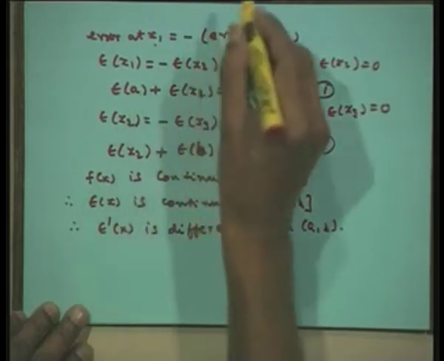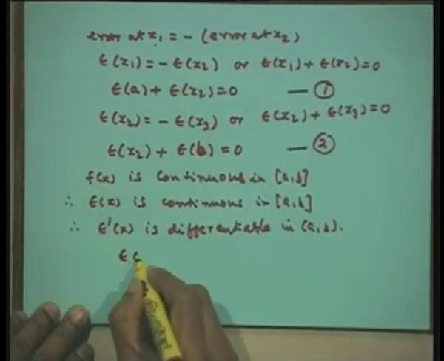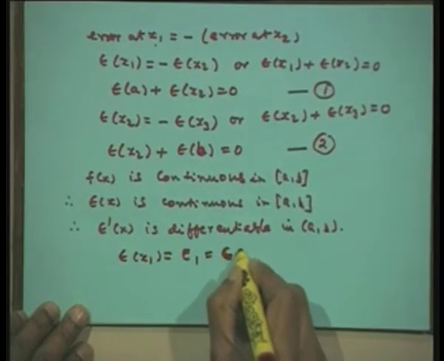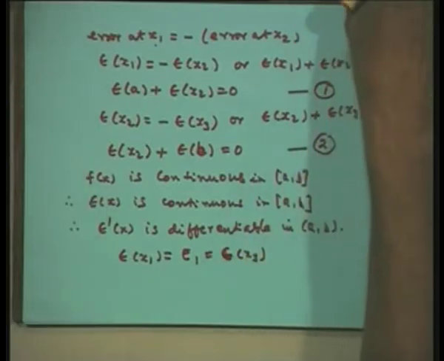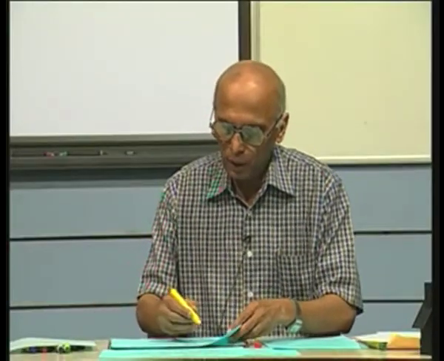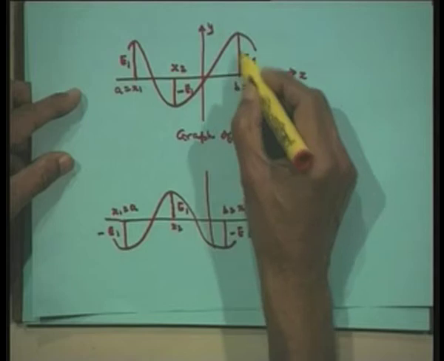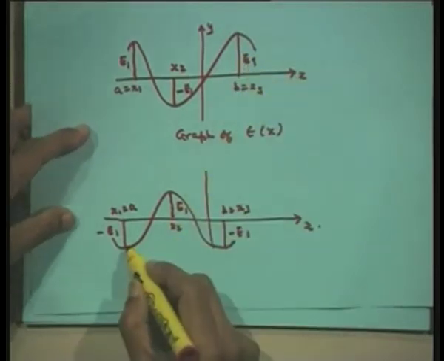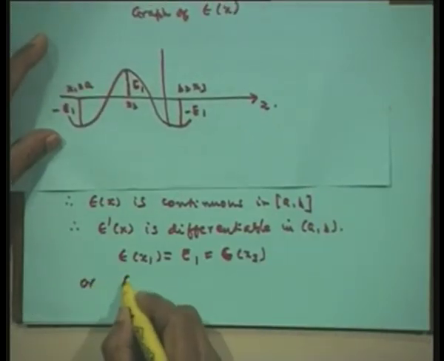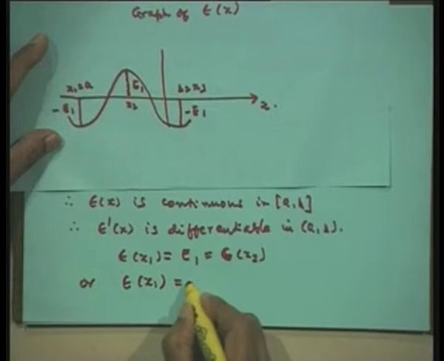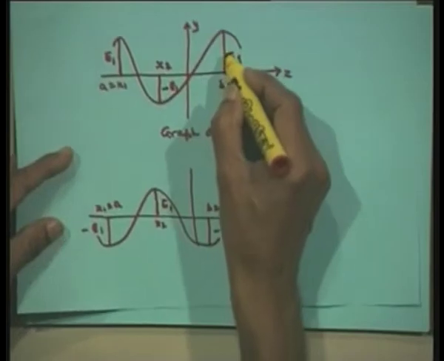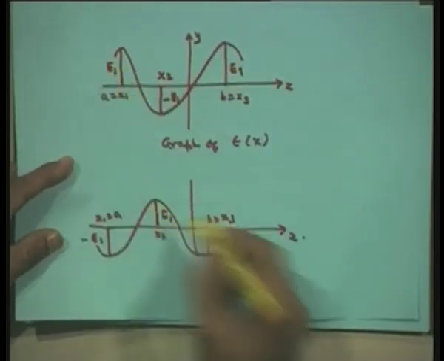Furthermore, we also have that epsilon at x 1 is equal to E 1, which is equal to epsilon at x 3. Now, what we are talking of is this particular graph. Epsilon at x 1 is E 1, epsilon at x 3 is E 1, or if you are having a graph like this, they are of negative sign. Therefore, we will have epsilon at x 1 is equal to minus E 1 is equal to epsilon at x 3. Therefore, the errors at these 2 points are the same.